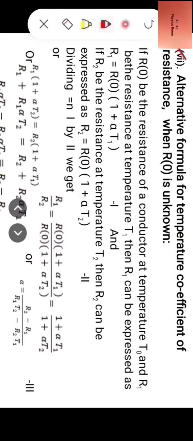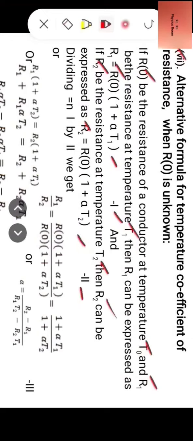Now seventh, an alternative formula for temperature coefficient of resistance when R0 is unknown. If R0 be the resistance of a conductor at temperature T0 and R1 be the resistance at temperature T1, then R1 can be expressed as R1 equal to R0 into 1 plus alpha T1. Let us mark it as equation 1. And if R2 be the resistance at temperature T2, then R2 can be expressed as R2 is equal to R0 into 1 plus alpha T2. Let us mark it as equation 2.